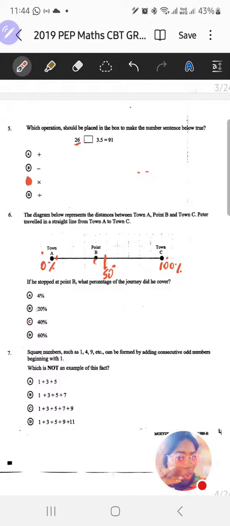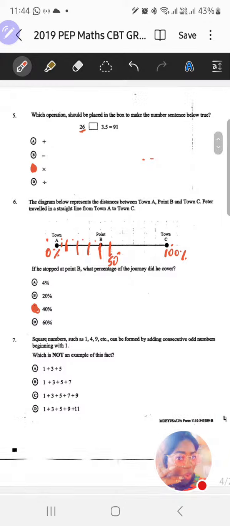D is 60%, which is more than 50%. So that clearly would not be an answer. So our best answer here would be 40%. We can also go back and divide these places into equal spots. So here 10%, 20%, 30%, 40%. We can divide that equally and still get about 40%. So for number 6, the percentage of the journey that he covered would be 40%. Good job.